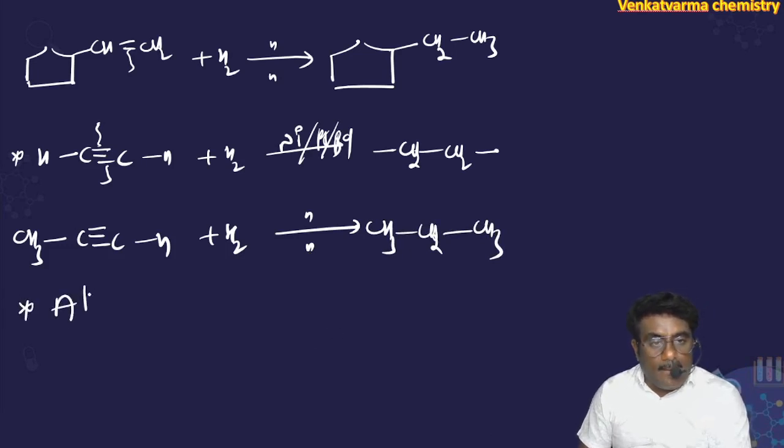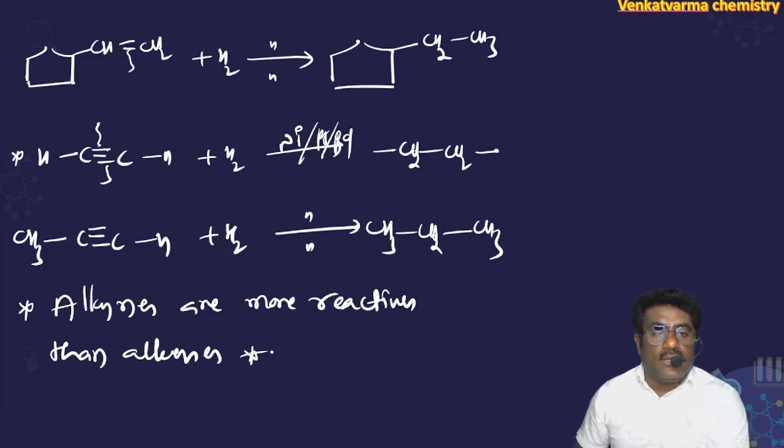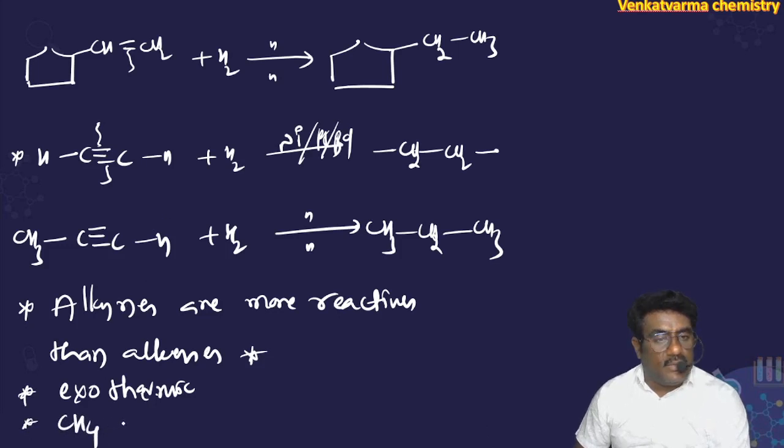Generally, alkynes are more reactive than alkenes. Remember, alkynes are more reactive than alkenes. It is an exothermic reaction. In this hydrogenation method, methane, CH4, cannot be prepared.